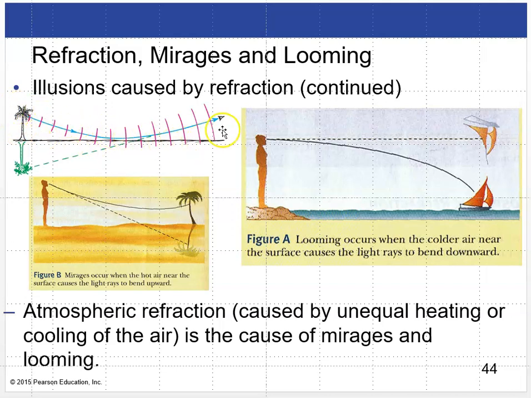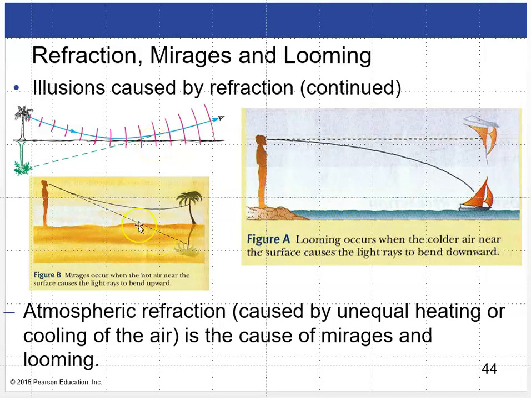So it will bend like this. And the way you can think of that is it always bends away from the warmer air. It bends toward the cooler air up here and away from the warmer air down there. So it's a good way to remember that because light speeds up in the less dense material. This is called a mirage.